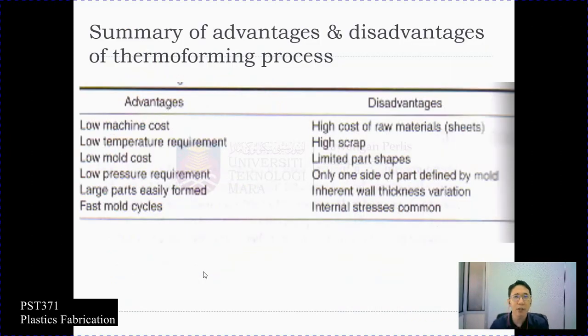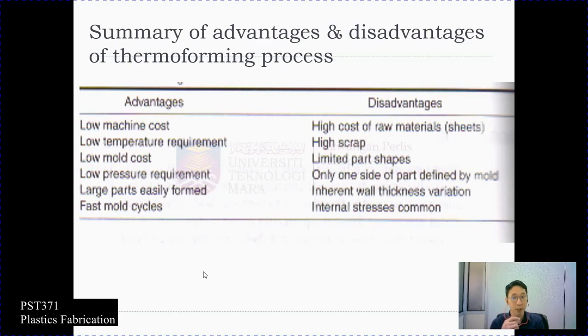Next, summary of advantage and disadvantage of thermoforming process. Okay, advantage, basically low machining cost, as I mentioned earlier, low pressure requirement, low mold cost, large part easily formed, and fast mold cycle. But of course, there is some disadvantage for this thermoforming technique. High cost of raw material, which is in sheet form, as I mentioned earlier.